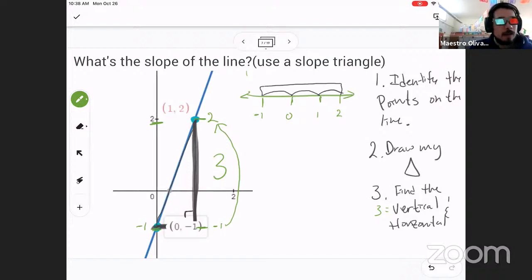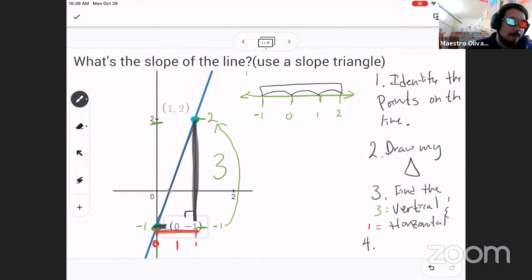And look, I know it looks kind of messy. The horizontal distance would be this distance here. This starts at 0 and it goes all the way to 1. So if it's going from 0 to 1, what's the distance there? Yeah, the distance is 1.